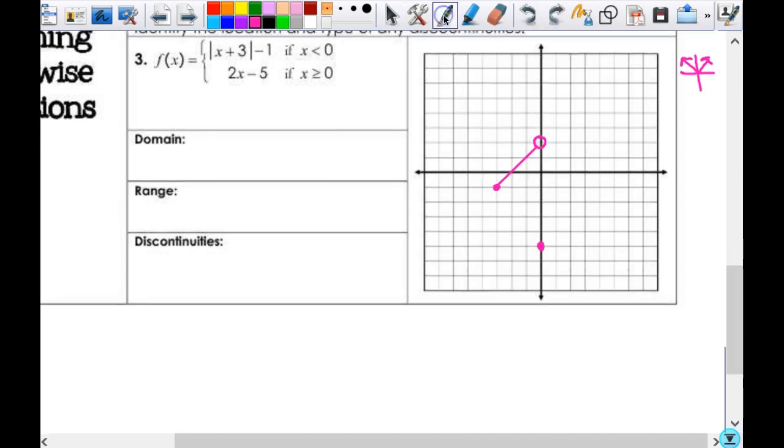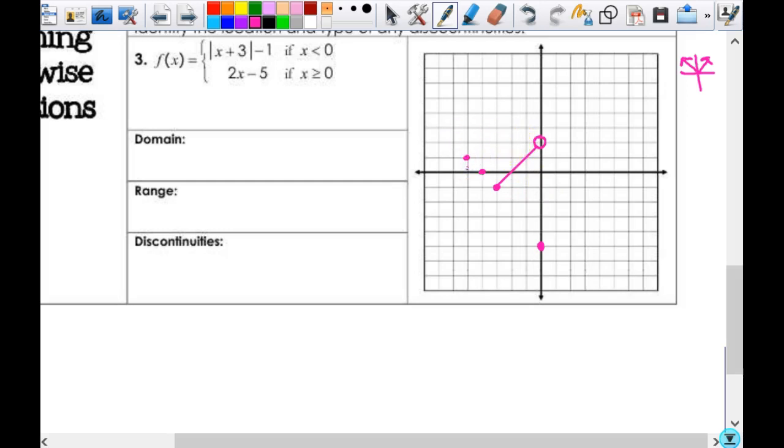So I do need to get the left-hand side. So negative 1, 1 is an anchor point. So I can take that point, translate to the left 3, and down 1. And I've got that one right there. And then negative 2, 2. So I can go to the left 3 and down 1.